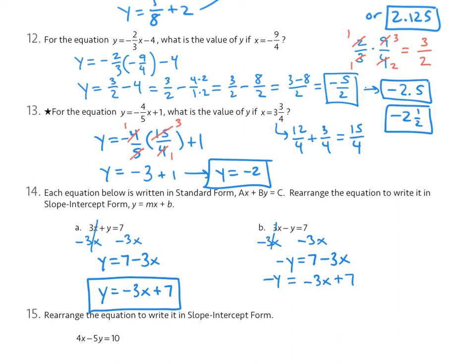To change the negative y to a positive y, I can do two things. I can divide by negative 1, or I can multiply both sides by negative 1. I'll divide both sides by negative 1, and divide both of these terms by negative 1. Negative y divided by negative 1 is positive y. Negative 3x over negative 1 is positive 3x. And then plus 7 divided by negative 1 is a minus 7. So y equals 3x minus 7 is the slope-intercept form.